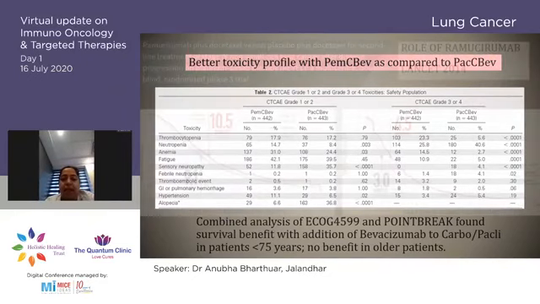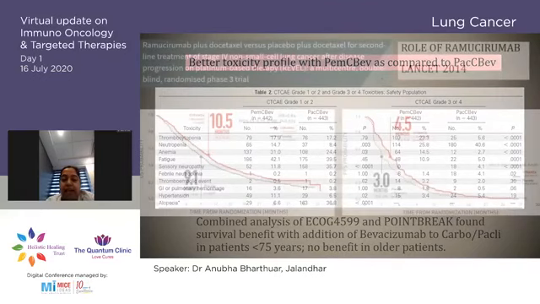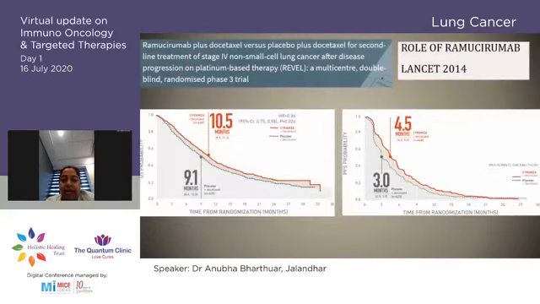Just a brief point about another targeted agent, ramucirumab. This has been approved in the second line setting in combination with docetaxel, as it provides a slight improvement in OS and a slight improvement in progression-free survival.